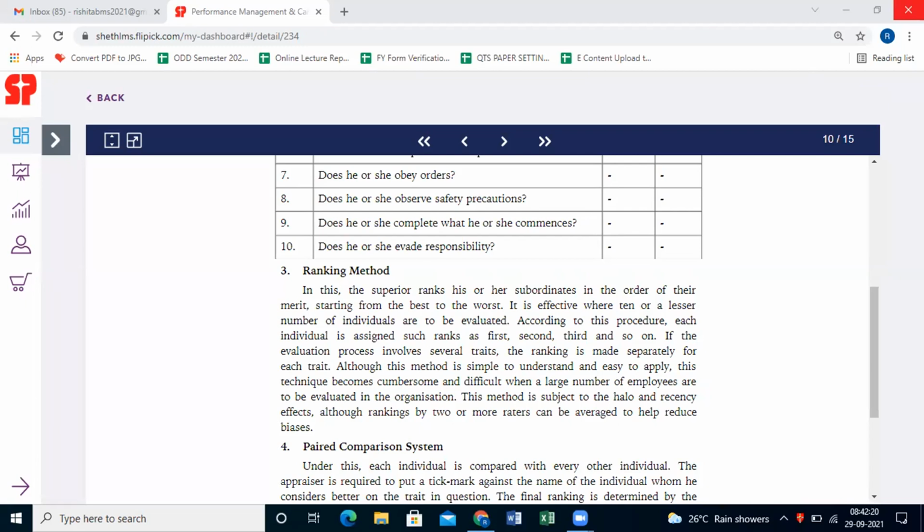However, students, such a method, when it comes to ranking the employees in an organization, is very challenging. Okay, there are several reasons.